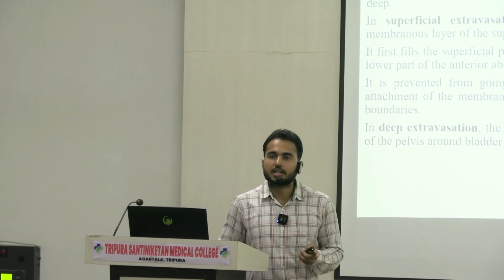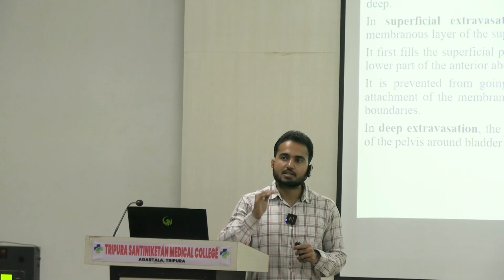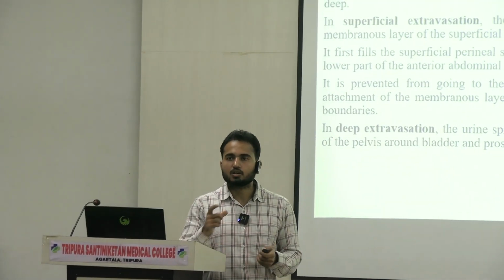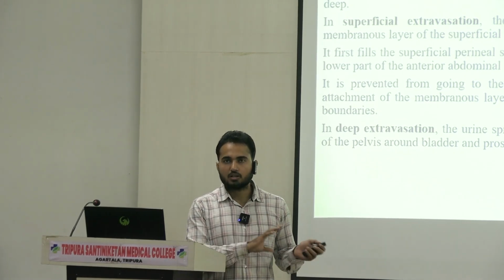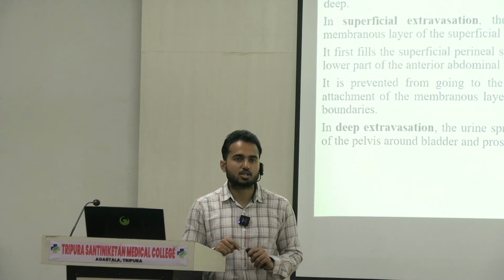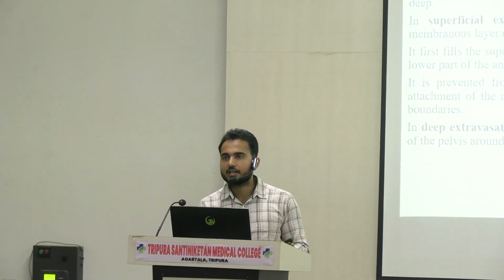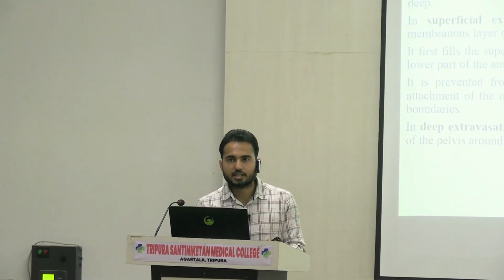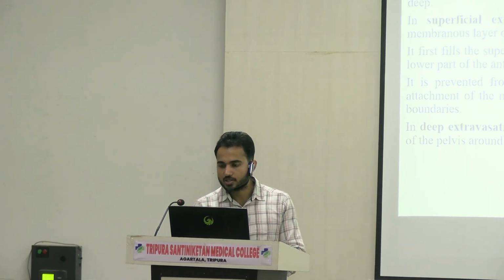Now that leakage of the urine is going in various directions, but it is unable to go into the lower part of the thigh. Why? Because of the attachment of Scarpa's fascia. That is the main reason for knowing the extravasation of the urine. It takes place in two places, superficial and deep. So in superficial extravasation, when the leakage is taking place, what happens? The spread of the urine is downwards, deep to the membranous layer of the superficial fascia.